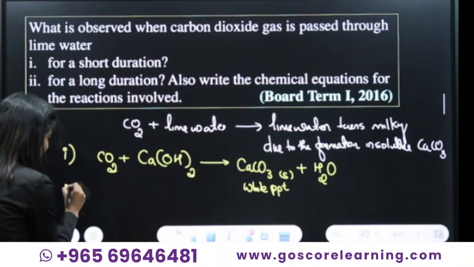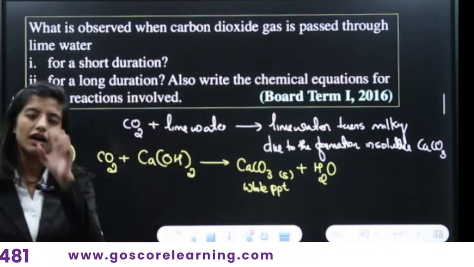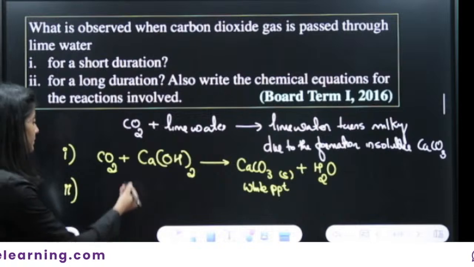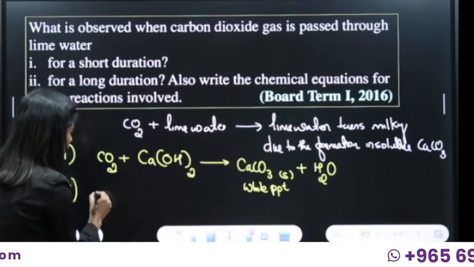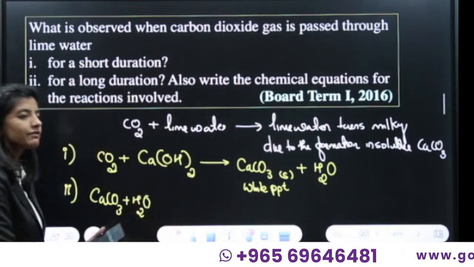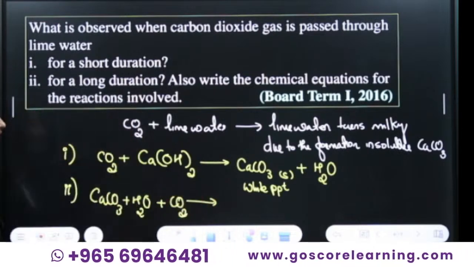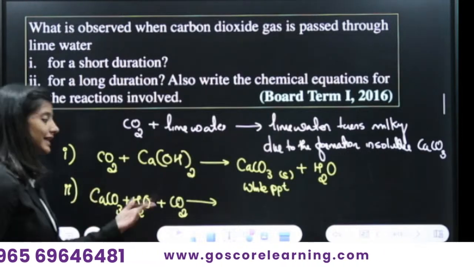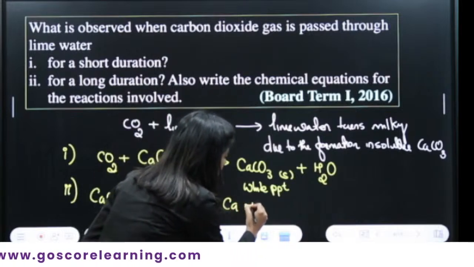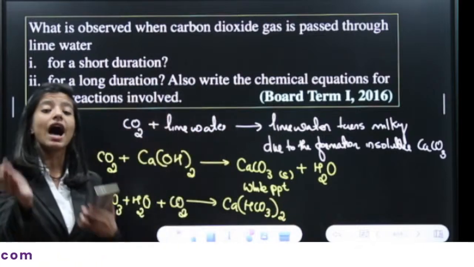And coming into the second one, we already have calcium carbonate and water when we passed a limited amount of carbon dioxide through the calcium hydroxide. Now, if we pass it for a long time, we already have the calcium carbonate and water in the test tube, and we are passing the carbon dioxide again for a long time. So these are the reactants that will be in the test tube. When they react together, we will get a substance called calcium hydrogen carbonate, that is Ca(HCO3)2.